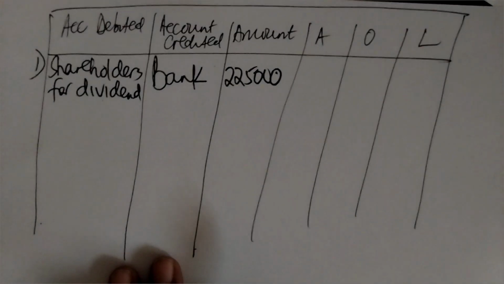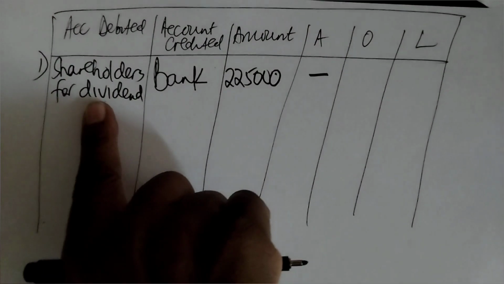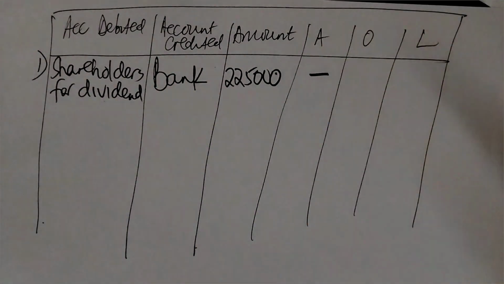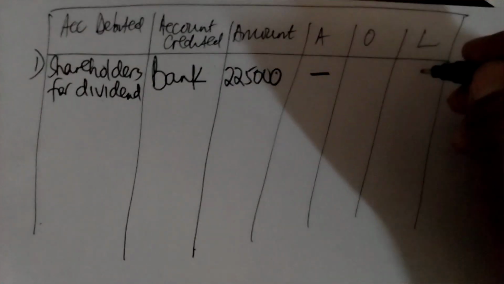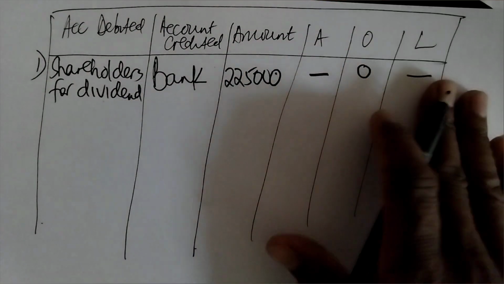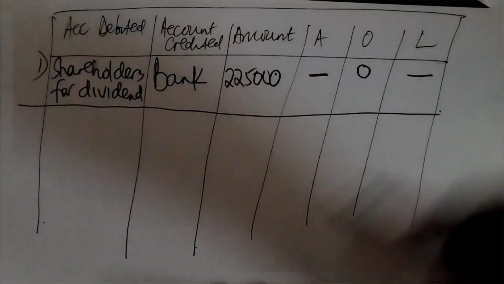In terms of the sign, remember, the bank is an asset, so it's a minus because we are making a payment. Shareholders for dividend is a liability. When you're doing financial statements, shareholders for dividend are part of trade and other payables, recorded under current liabilities in the balance sheet. If you make a payment, the liability must go down. So there is nothing under equity, and it will be minus under assets and liabilities. Right, that's the first one.